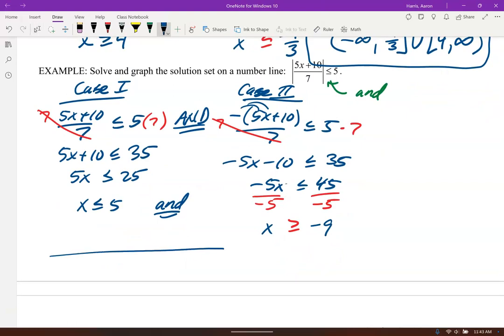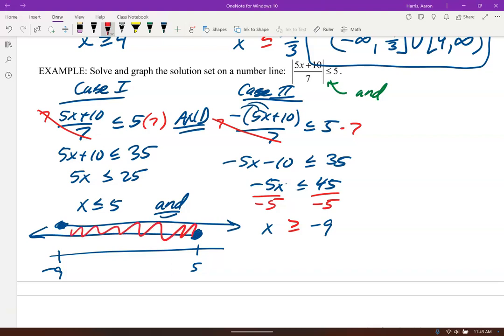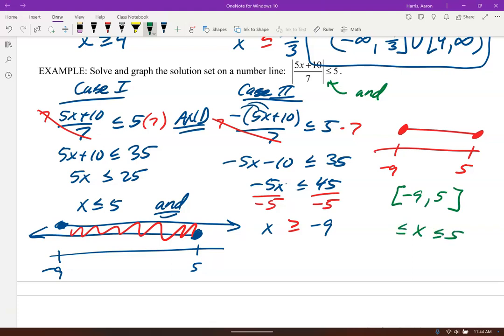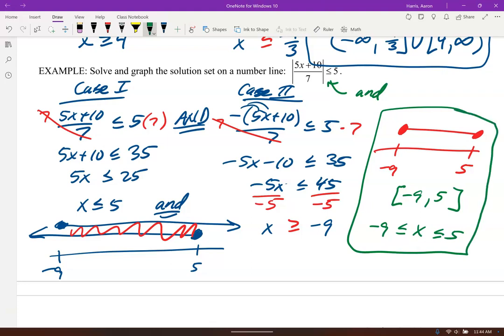Let's put it on a graph here. Here's my 5. Here's my negative 9. I'm less than or equal to 5, and I'm greater than or equal to negative 9, and that's and, so it's only in between those two. So the actual solution set is from negative 9 up to 5, including the negative 9, including the 5. So we write that as a bracket, negative 9 up to 5, or we can say it this way where we put them together. All right, there's our solution on that one.